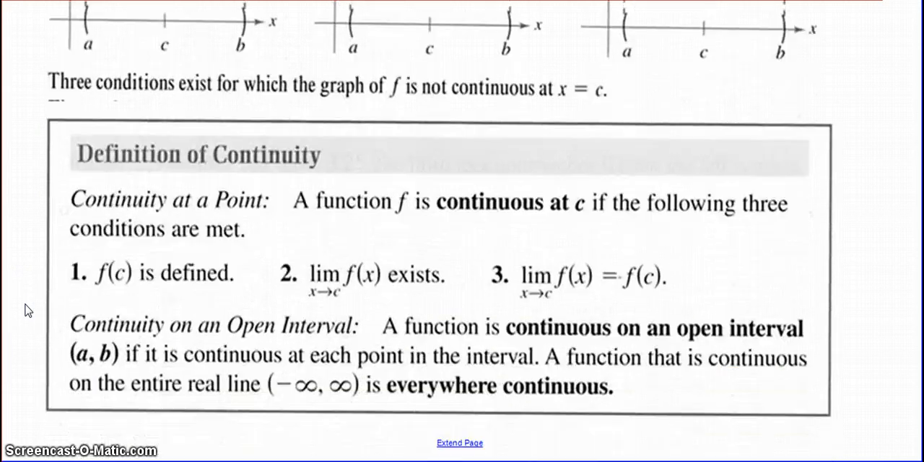So this leads us to our definition of continuity at a point. A function is continuous at c if the following three conditions are met. F of c is defined, the limit as x goes to c of f of x exists, and the limit as x goes to c of f of x equals f of c. So, continuity on an open interval. A function is continuous on an open interval a to b if it is continuous at each point in the interval. A function that is continuous on the entire real line, negative infinity to infinity, is everywhere continuous.